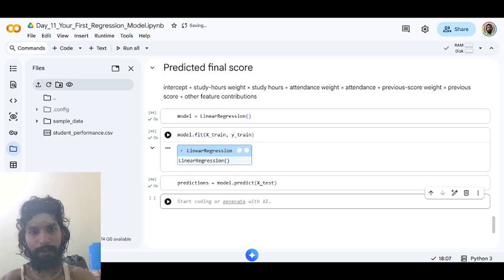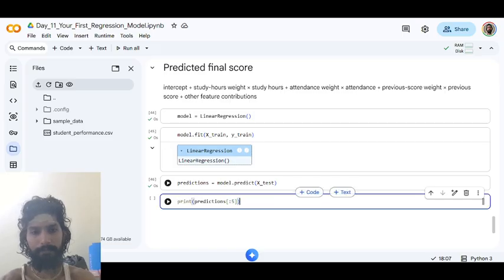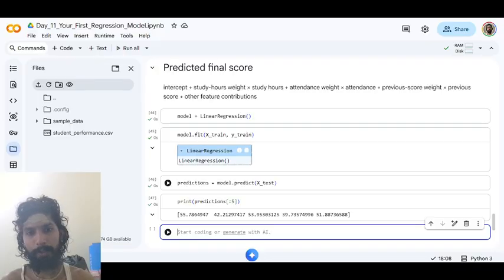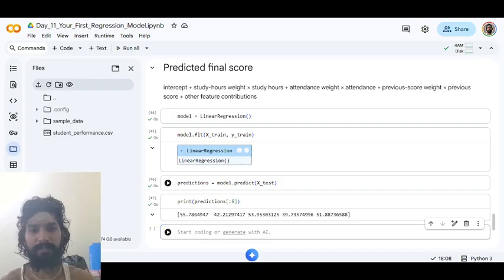Now inspect the first 5 predictions. You may see decimal values such as 55.78, 52.21, 53.95, 39.73, 51.88. Final scores in the original data may be whole numbers, but regression models can naturally produce decimal predictions. We should not automatically round the predictions before calculating the metric. Rounding removes information and can slightly change the measured error.